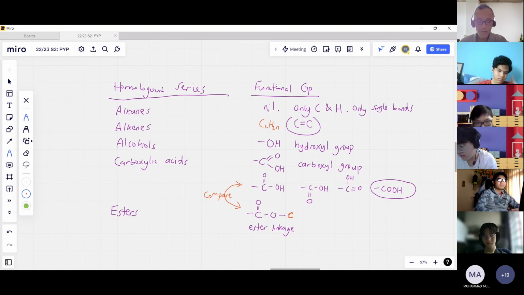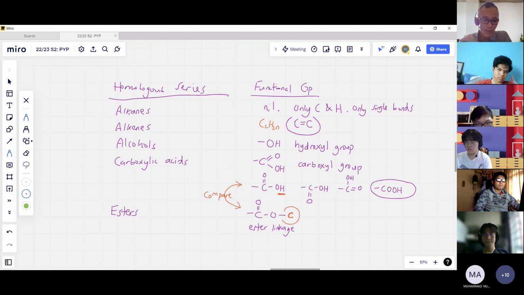But most of the time, in fact, I would say all the time, they don't even draw the carbon up. But you're expected to know this, there's a carbon over here. It cannot be a H. If it's a H, then it becomes a carboxylic acid. So guys, please be very careful between these two.